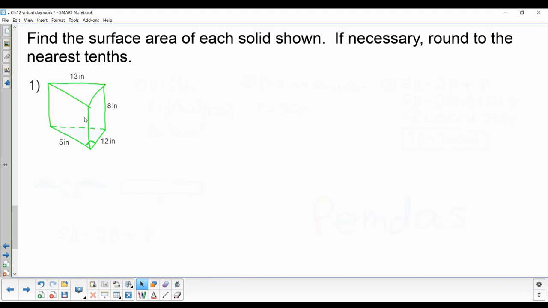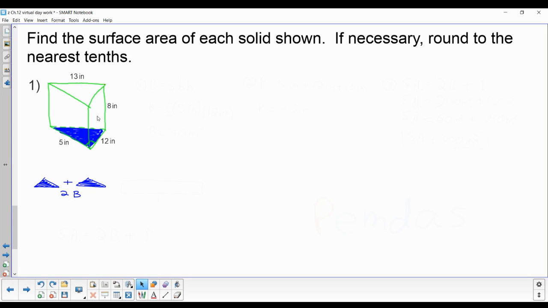That includes the two bases that are triangles and the three rectangles that are your lateral areas, or your sides. So we have the triangle that is here on the bottom and an exact copy on the top. Now, instead of having to find the area of each of those, we can find the area of one and multiply by 2, and it gives us both triangles.